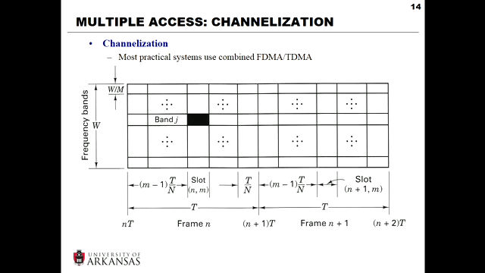So most practical systems use a combination of FDMA and TDMA, and for the 3rd generation system, we use CDMA. For the 4th generation, we don't use CDMA anymore, but we use OFDMA.